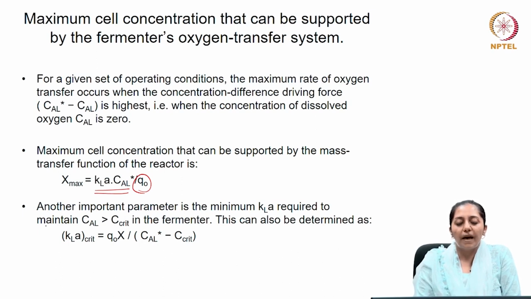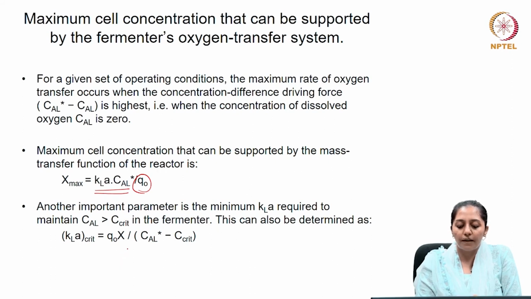Another important parameter is the minimum KLA which might be required to maintain the bulk oxygen concentration always above the C critical level in the fermenter. So, how do we determine that? Again the same thing, KLA can now be written as KLA critical, and your CAL bulk is nothing but your C critical, and X is your biomass.